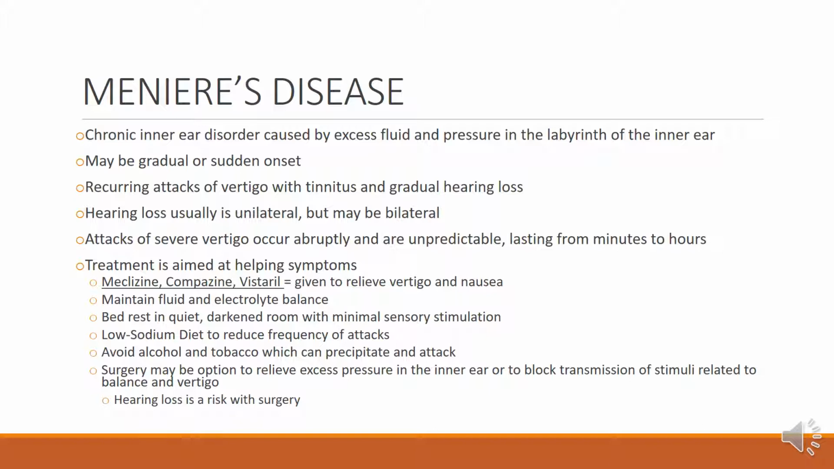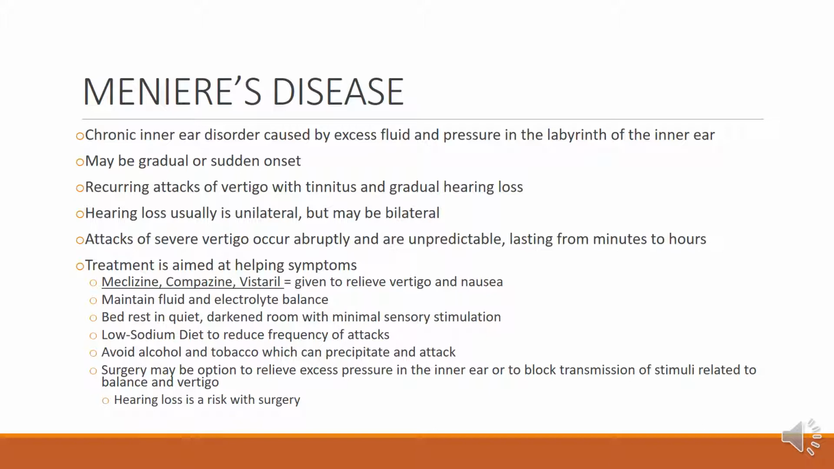Treatment in this case is going to be aimed at helping the symptoms. Medications you're going to hear of most often for the vertigo and nausea are going to be meclizine, Compazine, and Vistaril. Meclizine probably being the one you'll hear of most often. They need to maintain their fluid and electrolyte balance. They should have bed rest in a quiet, darkened room with minimal sensory stimulation. They can do a low sodium diet to help reduce the frequency of their attacks. They should avoid alcohol and tobacco, which can precipitate an attack.